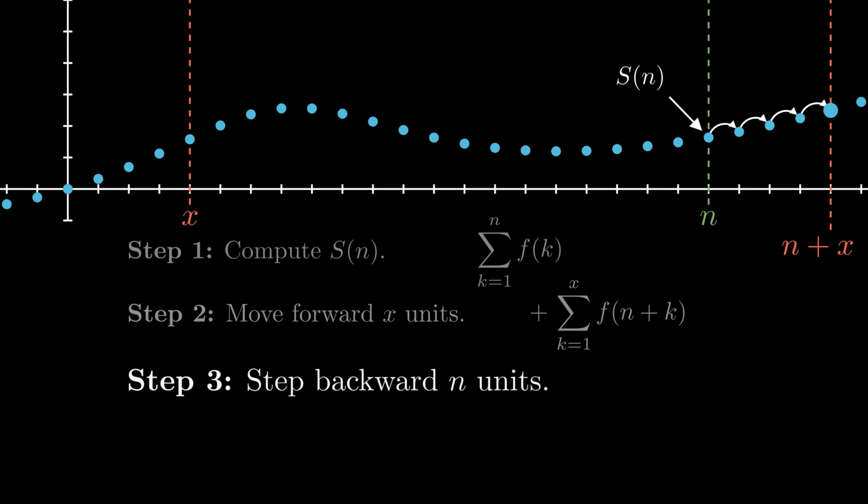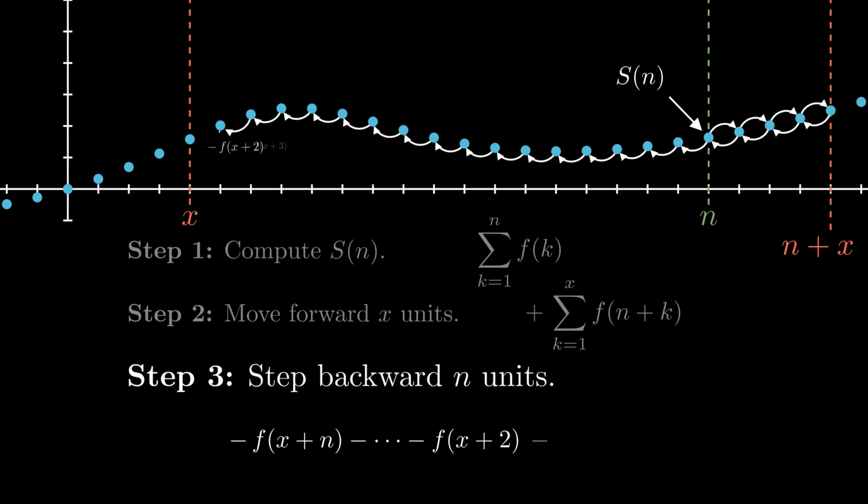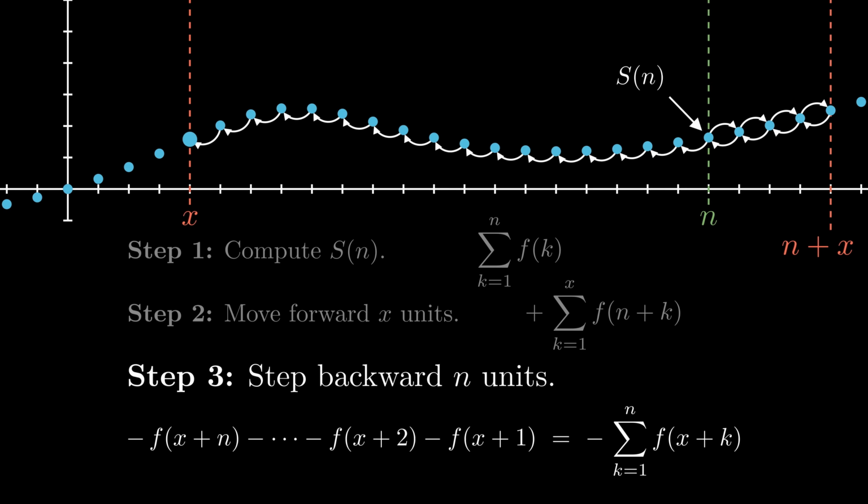Finally, for step 3, we use the recursive formula backward n times. So we subtract f of x plus n, and we keep subtracting, making our way down to f of x plus 2, and finally f of x plus 1. We can condense this step into a summation as well. We're subtracting the sum of f of x plus k, with k ranging from 1 to n.